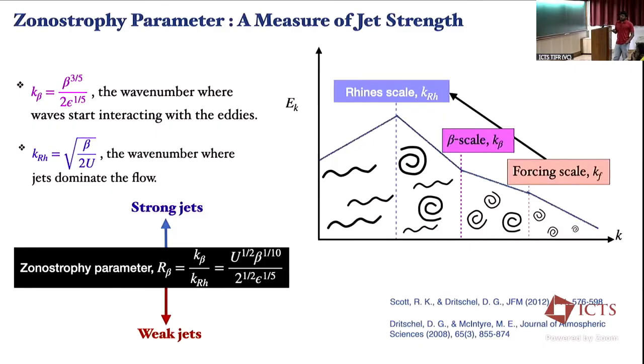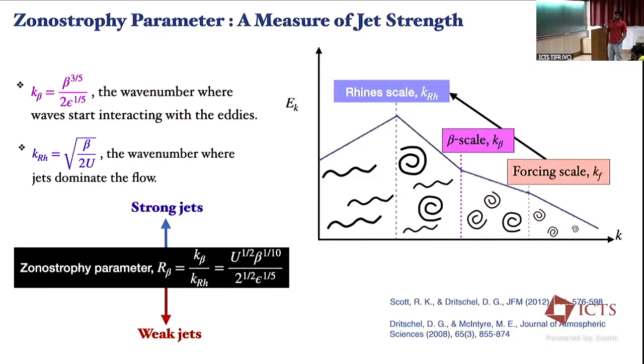What determines the strength of these jets? This is a schematic of the energy spectrum. On the horizontal direction, I have the wave number, which is basically the inverse of the length scale. Now, energy is injected at some length scale corresponding to kf. Now, in the usual 2D turbulence, we have the inverse cascade of energy. So small eddies will merge and create larger eddies, and energy will propagate upstairs. Now, if I did not have any rotation, then I would not have this region, and energy propagation would have stopped here, and then large scale dissipation would have taken place.